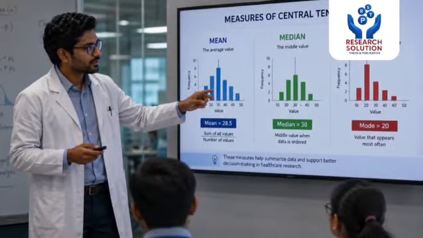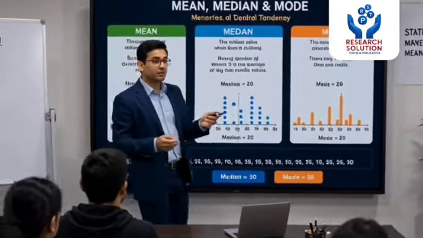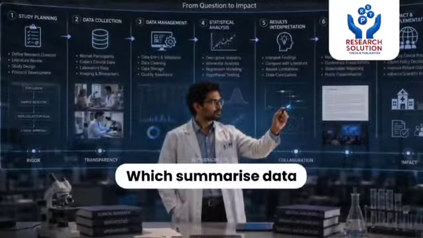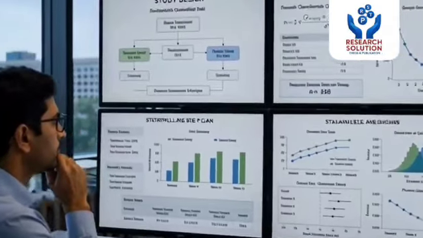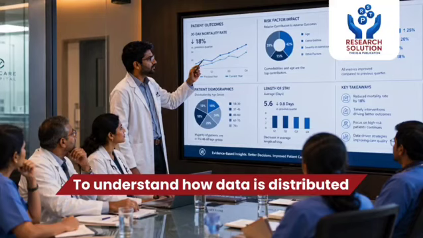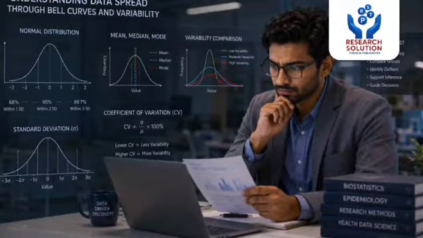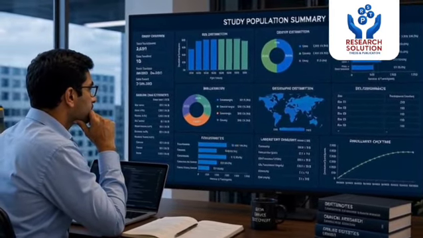Some of the most common concepts in biostatistics include measures of central tendency, such as the mean, median, and mode, which summarize data. Researchers also use measures of variability, like standard deviation, to understand how data is distributed. These basic tools provide a clear picture of the characteristics of a study population.